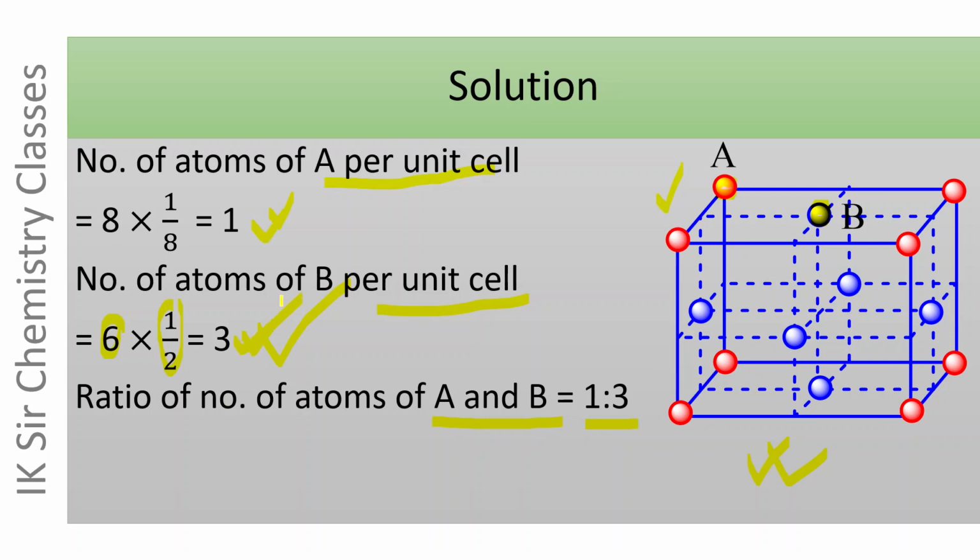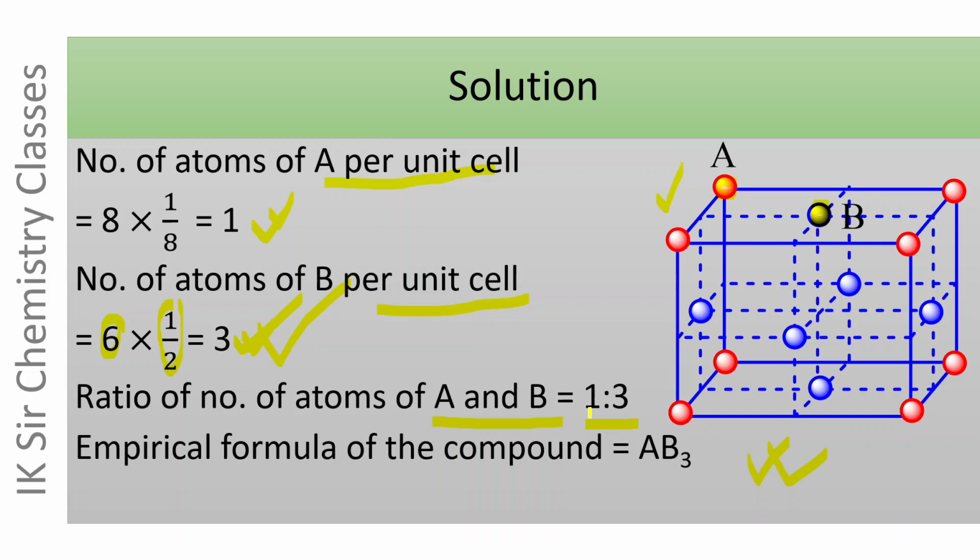1:3, and hence the empirical formula of the given compound is AB3. It means elements A and B are present in 1:3 atomic ratio in the given compound.